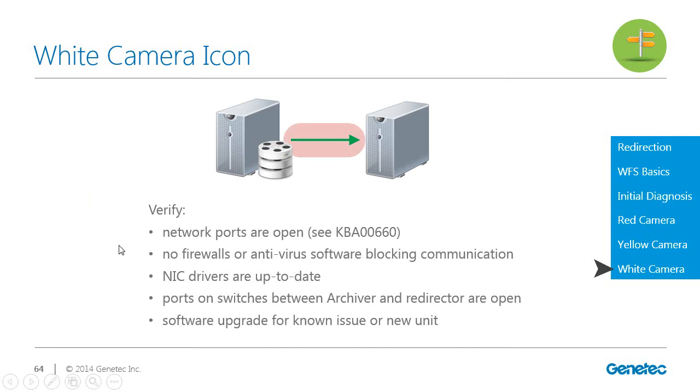Now if there's no change to the problem after making those modifications, we need to check the network between the archiver server and the redirector server. Now this is the same series of steps that we considered for a connection issue between the camera and the archiver. So first, make sure all ports are open on all network hardware and software. Check the firewalls and antivirus software. Make sure the NIC drivers are up to date like we mentioned. And of course, check any switches that are being used between these two servers.